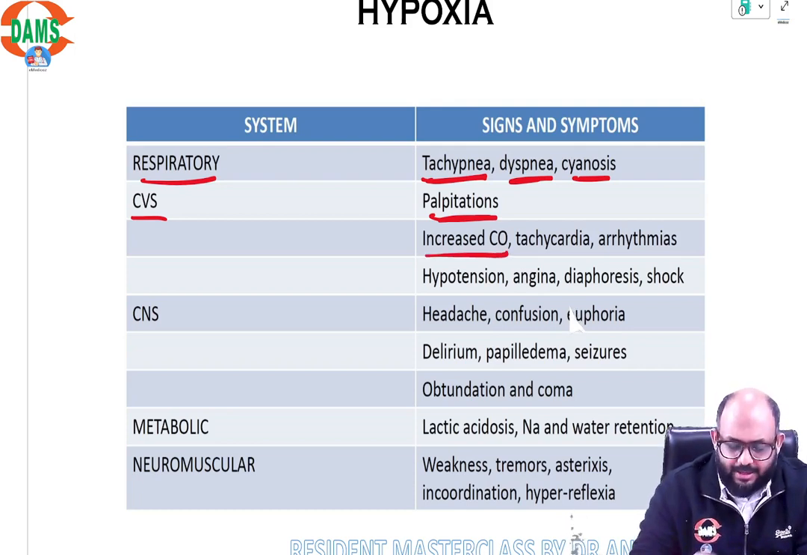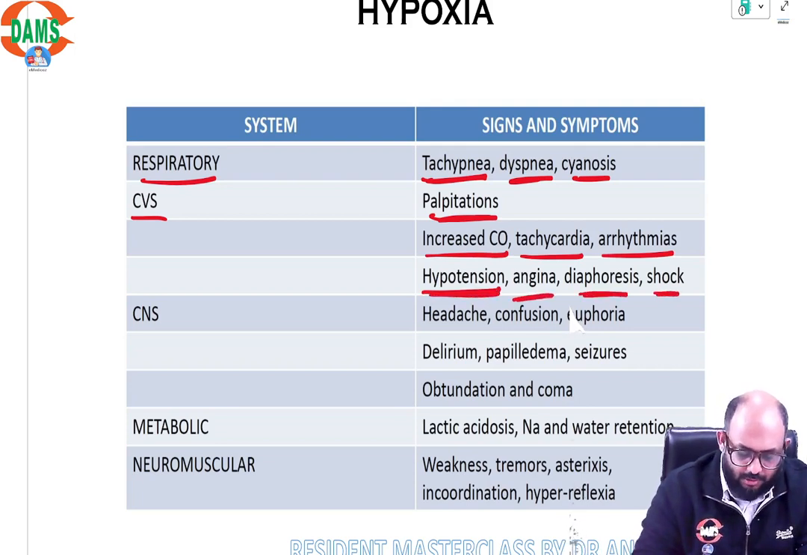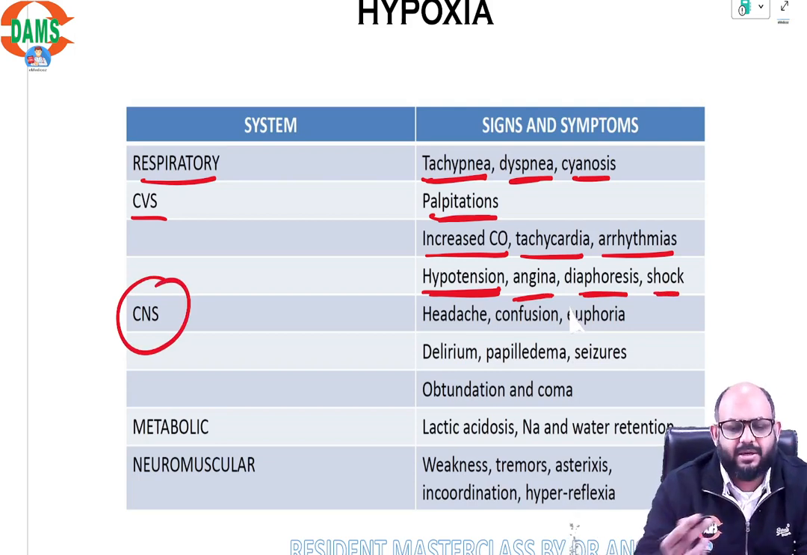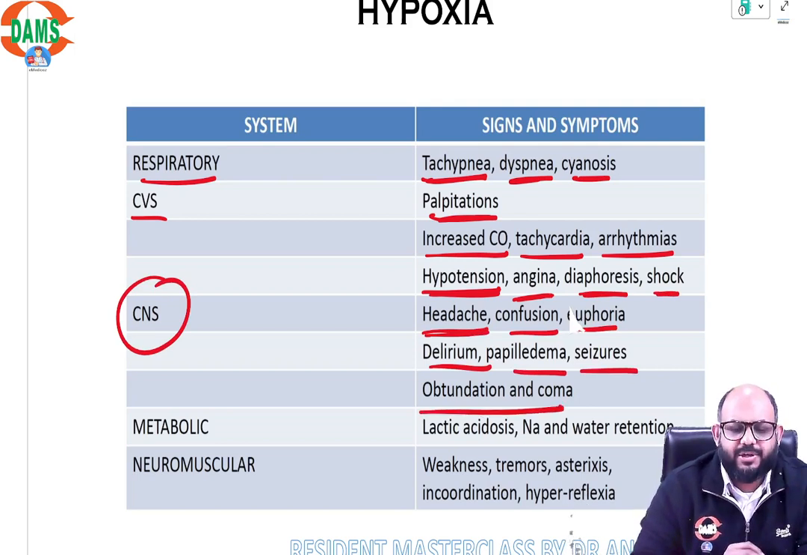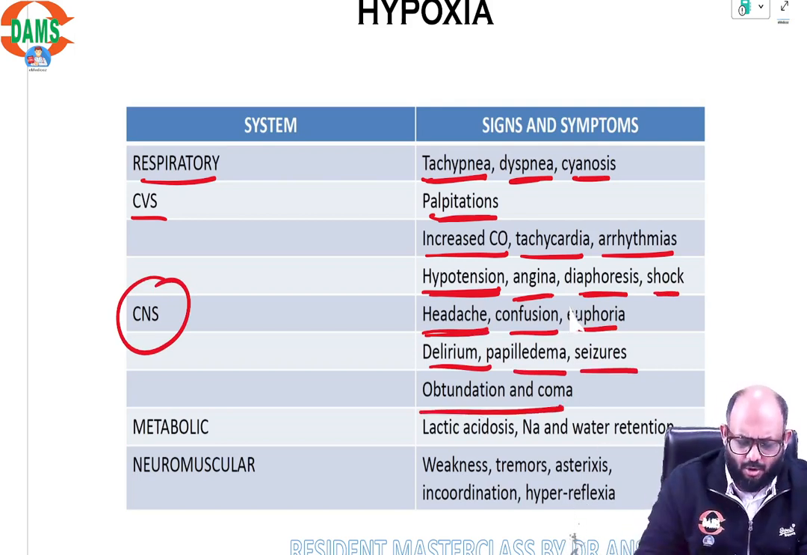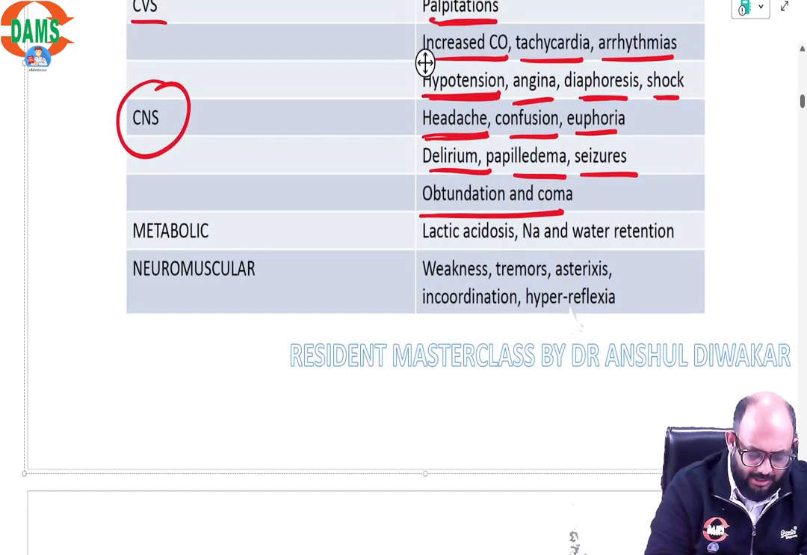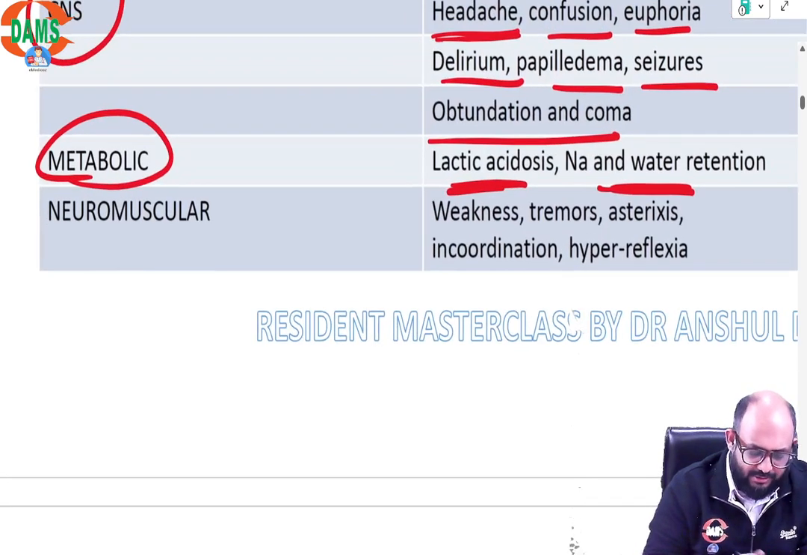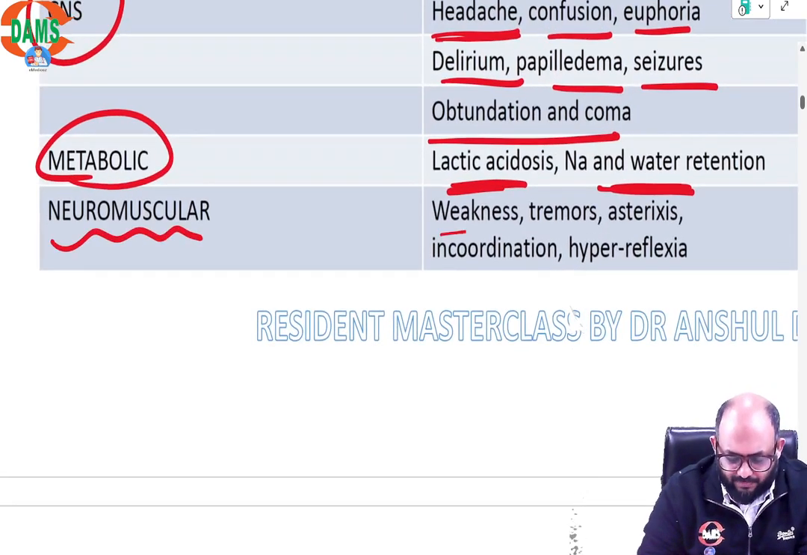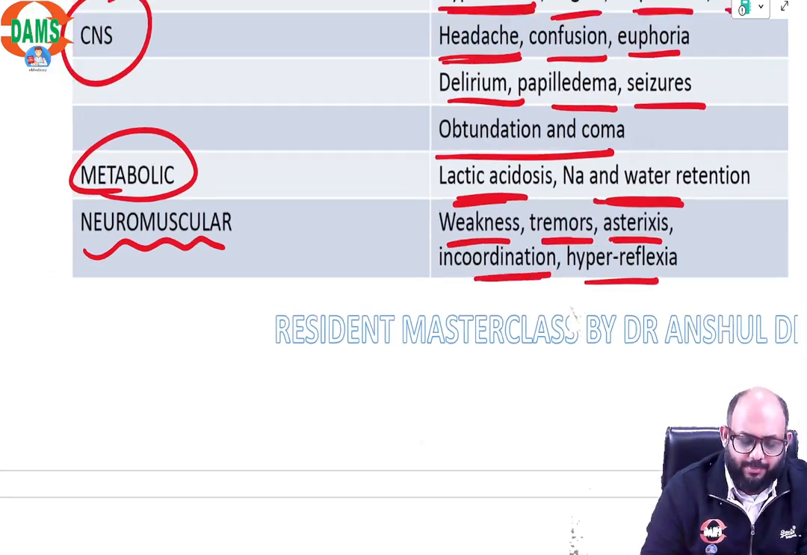There will be increased cardiac output, there will be tachycardia, there can be arrhythmias, there will be hypotension, angina, diaphoresis, shock. In CNS, because of decreased global oxygen delivery, there will be headache, confusion, euphoria, delirium, papilledema, seizures, obtundation, and coma. This is not all in one patient, but sequentially. In metabolic, you will see lactic acidosis, there will be sodium and water retention. In neuromuscular, there will be weakness, tremors, asterixis, incoordination, hyperreflexia.